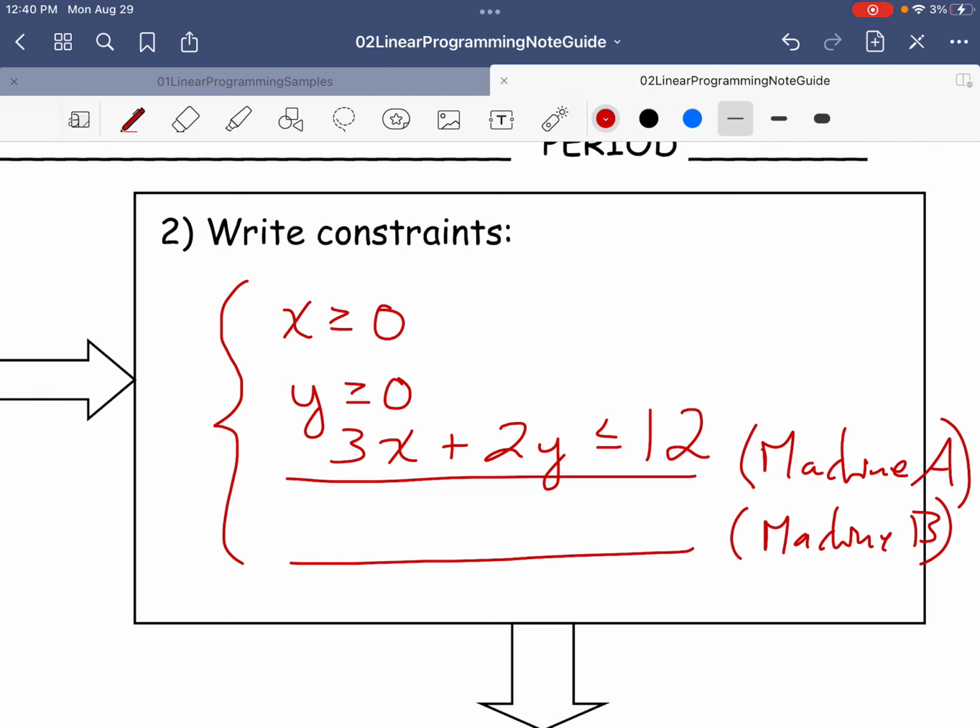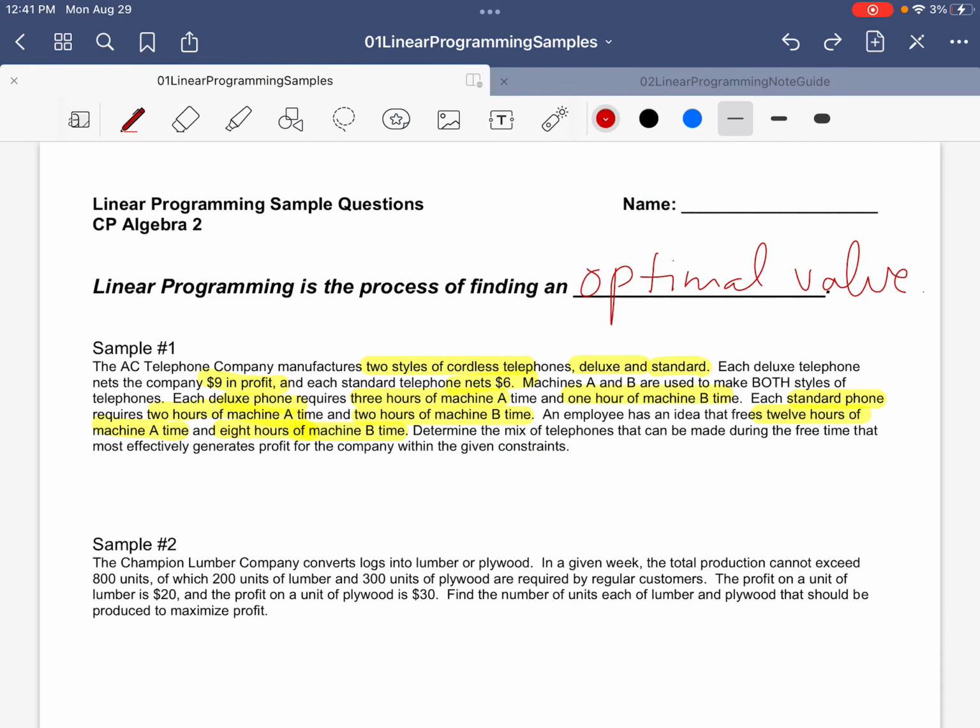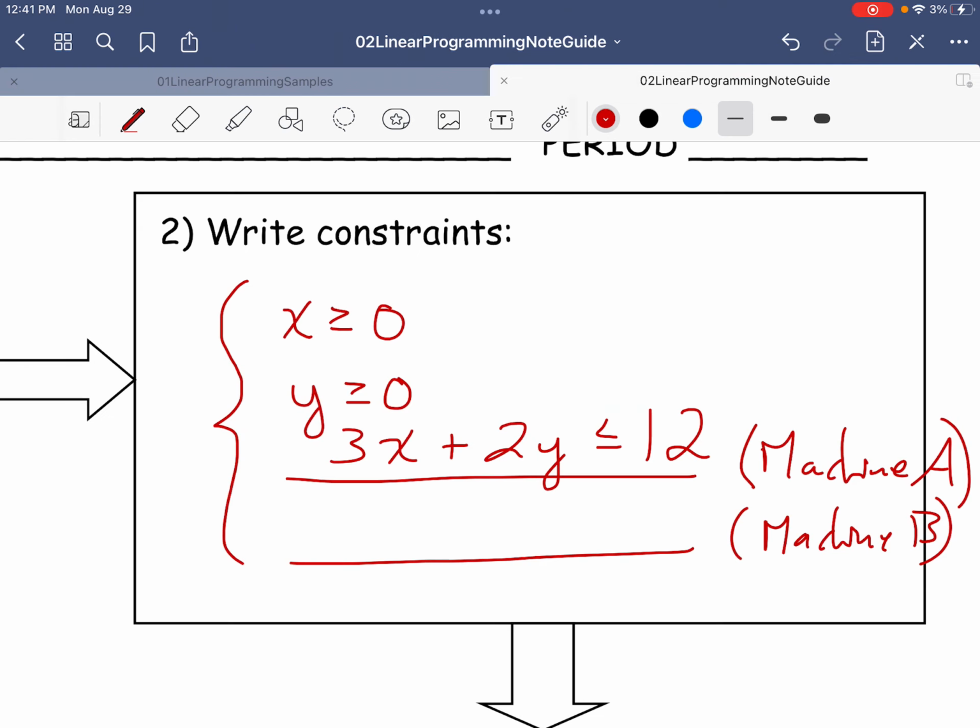I wonder if you can write the constraints for machine B. Yes, I'm going to write it down in a second, but it would be even better if you try to write it down. Let's go back to the sentence. It says 1 hour for machine B, and it says 2 hours for machine B. And of course, that's for each type of phone. So 1 hour for every X phone, 2 hours for every Y phone. And that can't be greater than 8. Why can't it be greater than 8? That's the amount of hours available for machine B.